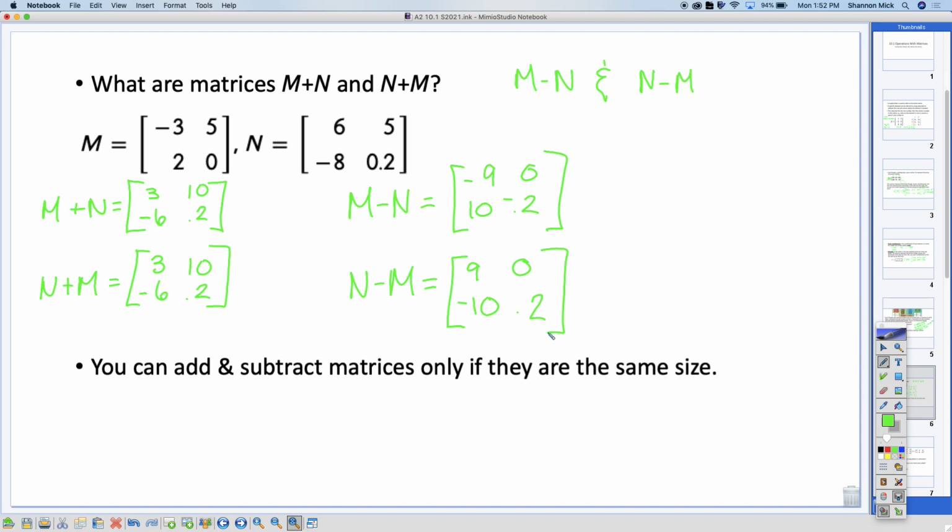Do you think it always happens that way? Yes. No. Yes, it does. Are they equal? No, they are not equal. They are the negative of each other, not reciprocal, just negative. That does not always happen.